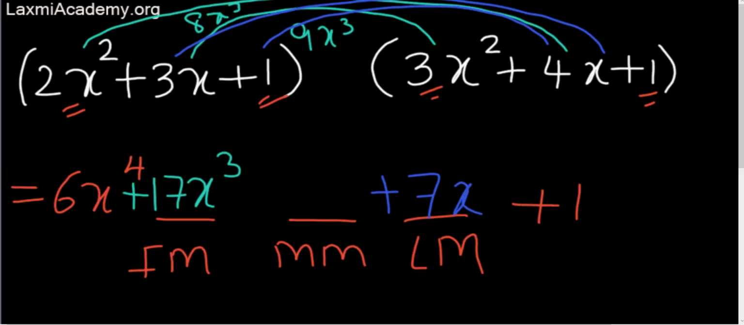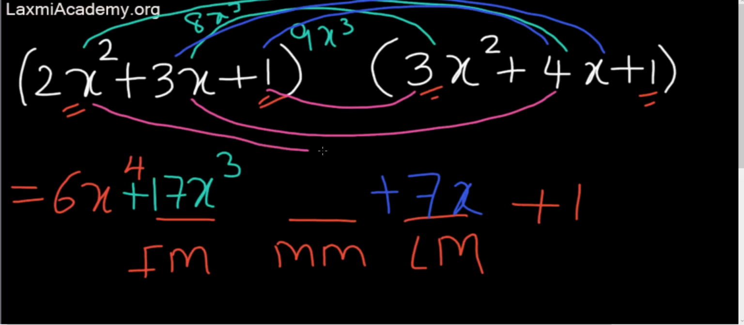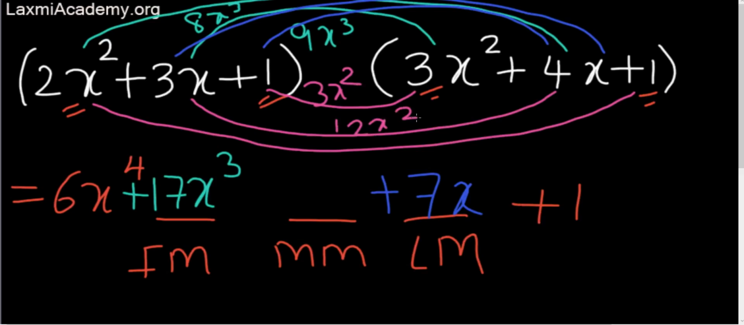And the middle term, you're going to multiply all these three terms with these three terms, and we are going to draw a rainbow. 3x squared times 1, and then 3x times 4x, and 2x squared times 1. So this is 3x squared, 4 times 3 is 12, 12x squared, 2x squared times 1 is 2x squared. So 12 plus 3 is 15, 15 plus 2 is 17, positive 17x squared.